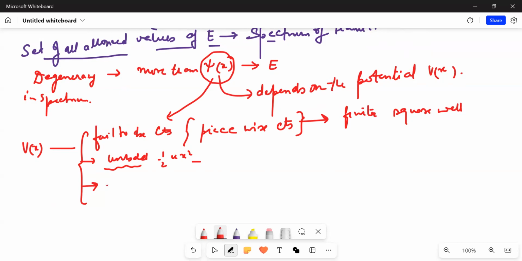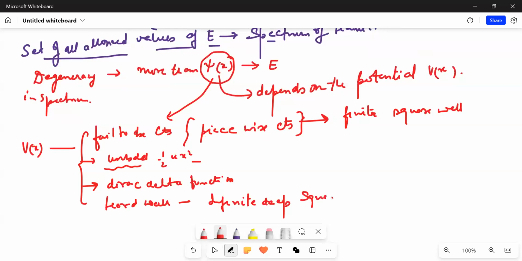We will have some infinitely discontinuous functions like Dirac delta functions. Or we'll also have something like hard walls, that is an infinite square well or infinitely deep square well. So all these cases we are going to see. Don't worry. So we are going to take all these potentials and try to find different eigenstates corresponding to all these potentials.